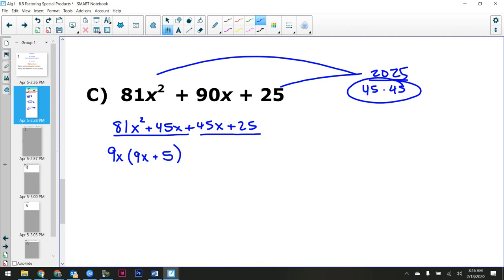Okay, what's my GCF out of my second part? 5, right? Just a 5. No x, just a 5. Leaving a 9x plus 5. What do I pull out? 9x plus 5. What are my leftovers? 9x plus 5. Look at this.